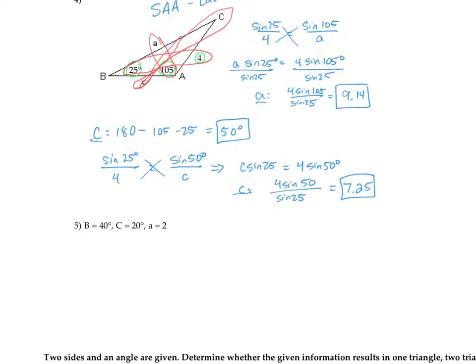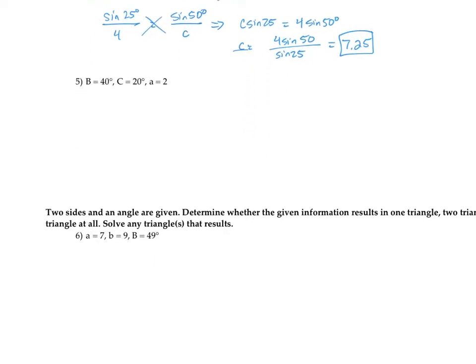Alrighty, next one is, we don't have the triangle, so I just draw one. Let's say this angle over here is B, so I'm going to call that 40 degrees. Let's give this one up here, C, a name, 20 degrees. And then A is going to be over here, so opposite that is 2.